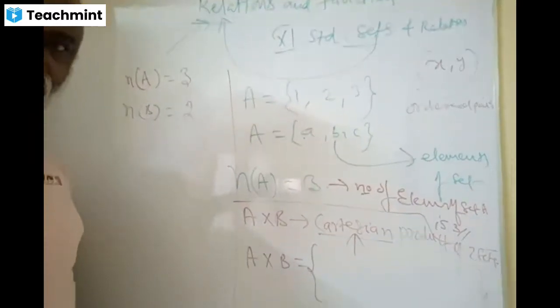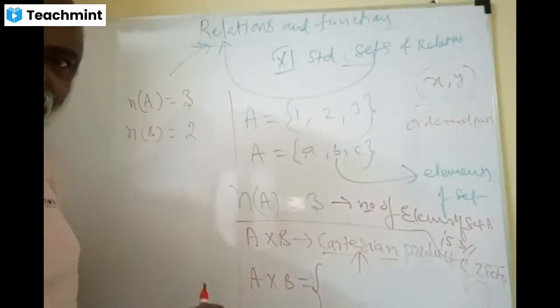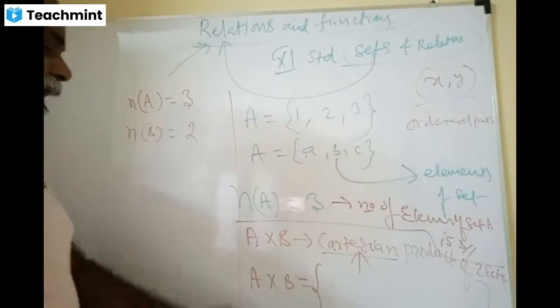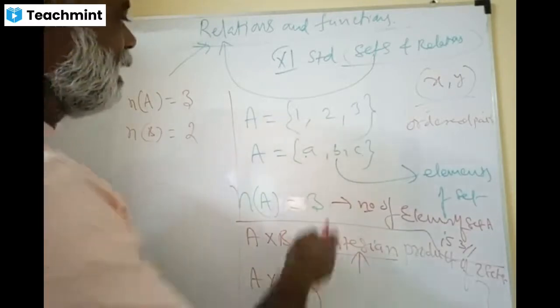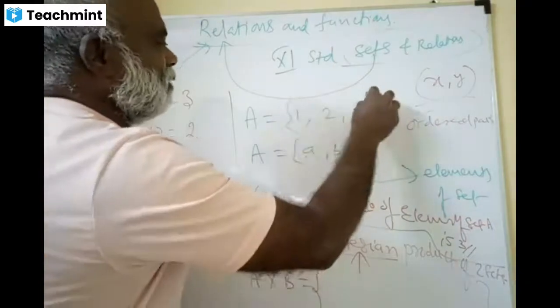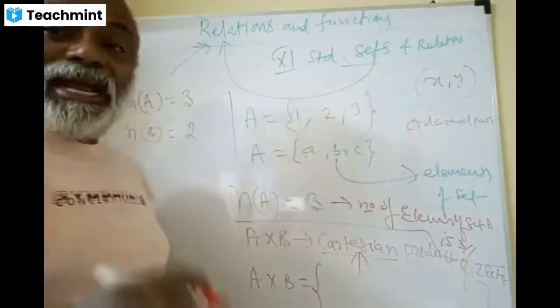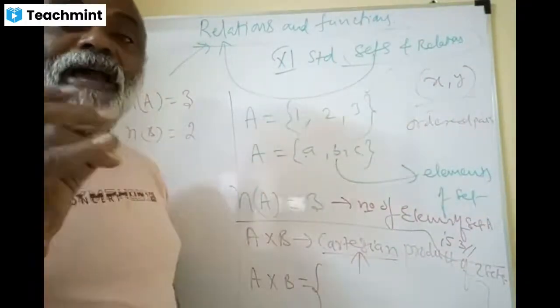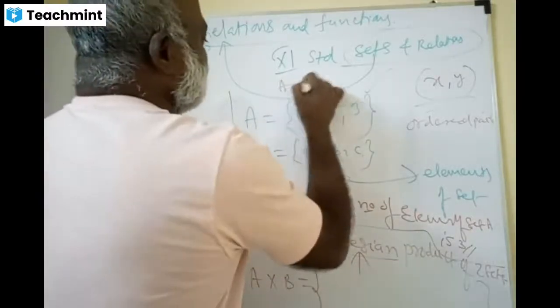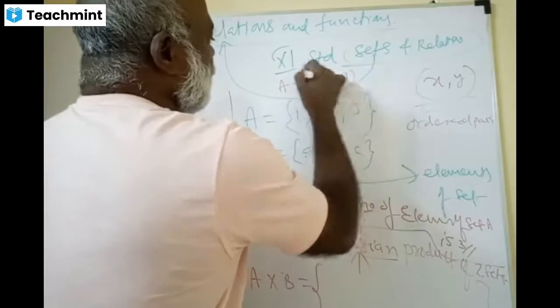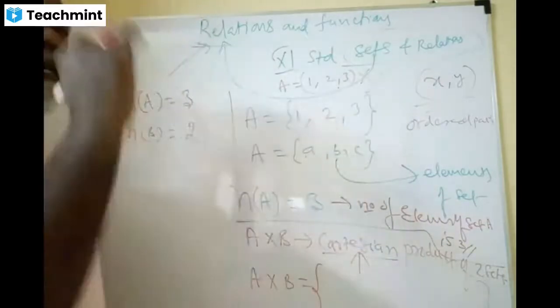You are able to see what I'm writing at the bottom, right? A cross B is the set of these ordered pairs. Also, I forgot to tell you, a set should always be kept in curly brackets. You cannot write A = 1, 2, 3. This is wrong; we are not supposed to write like this.